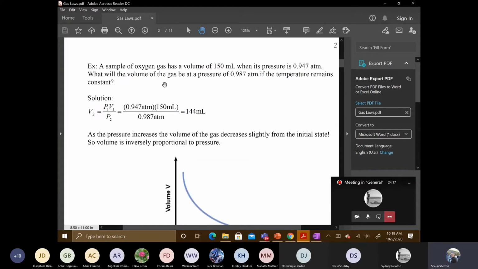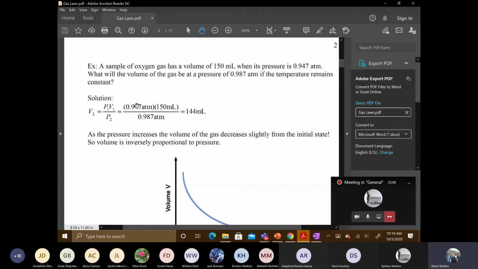I did work another problem here in the lecture notes, and it says a sample of oxygen gas has a volume of 150 milliliters when its pressure is 0.947 atmospheres. What will the volume of the gas be at a pressure of 0.987 atmospheres? So what I want to do is focus. This is a conceptual problem. So if the pressure goes from 0.947 atmospheres to 0.987 atmospheres, the pressure is going up. It's not going up by much, but it's going up. The volume should go down. The question is, how much does the volume go down? Well, that's dependent on how much the pressure changes.